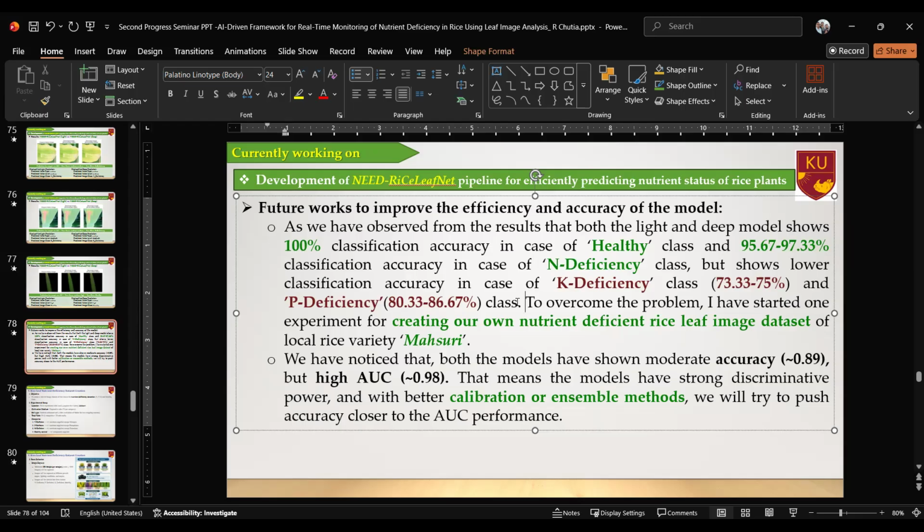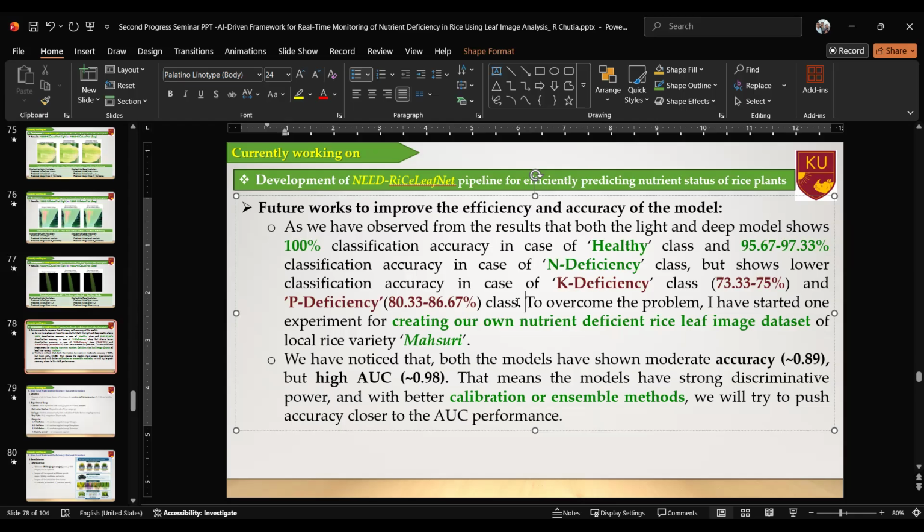So we have already planned for this experiment. Second, we have noticed that the model has a moderate accuracy of around 89%. The first, the LightGBM model, has 88.92% accuracy, and the second one is 88.13%. So around 89% accuracy is there, but both models have a high AUC of 0.98.